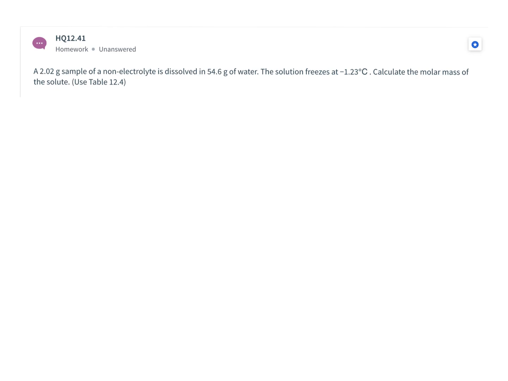Question 41 from the homework is a pretty good question. It's a challenging question. We have to pay attention to a few details and really think about what we know and the calculations we know. And so it says a 2.02 gram sample of a non-electrolyte is dissolved in 54.6 grams of water, and that solution freezes at negative 1.23 degrees Celsius. Calculate the molar mass of that solute.